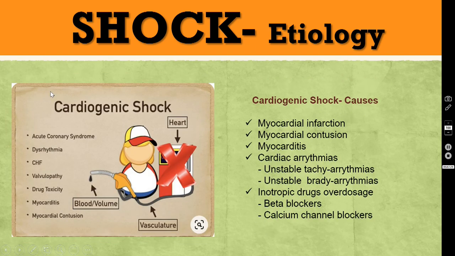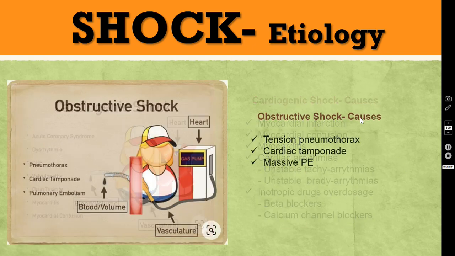Coming to cardiogenic shock, now the problem is in the pumping station, that is the heart. The various causes could be myocardial infarction, myocardial contusion or trauma to the heart, or infection like myocarditis, cardiac arrhythmias, that is tachyarrhythmias or bradyarrhythmias, or even inotropic drug overdosage. This could be a beta blocker overdosage or a calcium channel blocker overdosage.